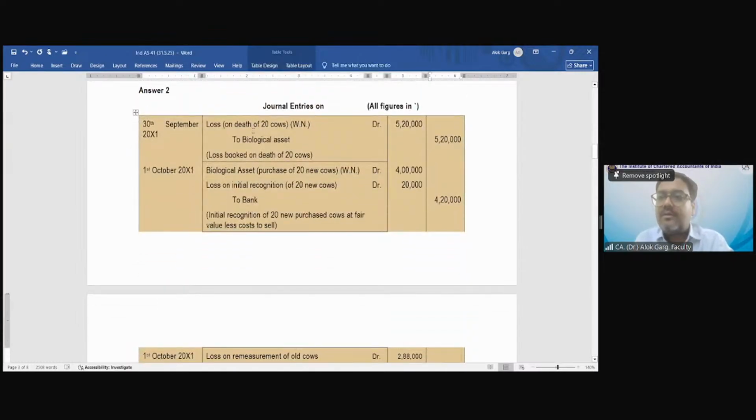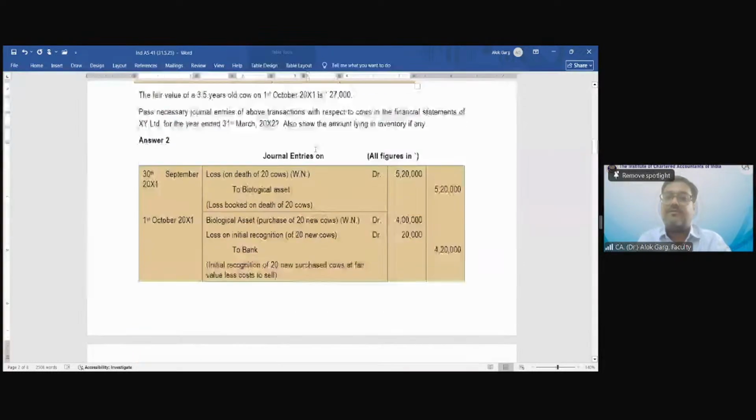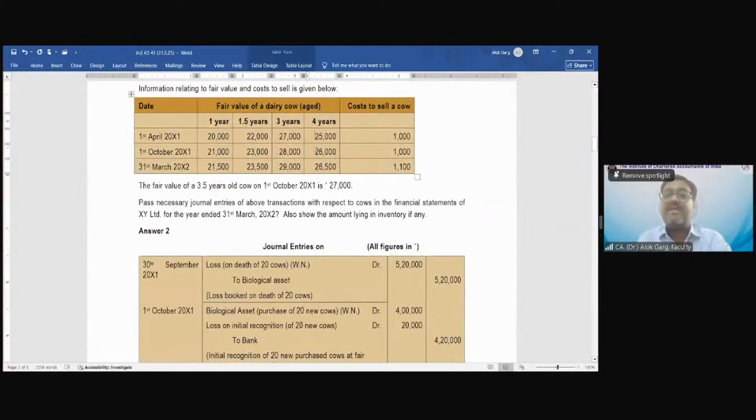Loss on derecognition account debit to biological asset, 20 cows. And what is the value of these 20 cows? What are the values of these 20 cows? इन 20 काउ की वैल्यू क्या होगी जब इनकी डेथ हुई?